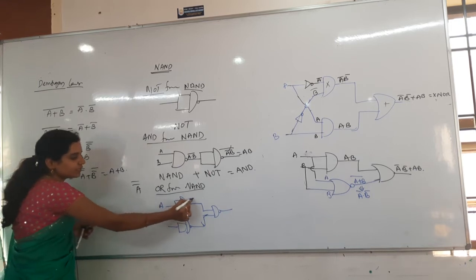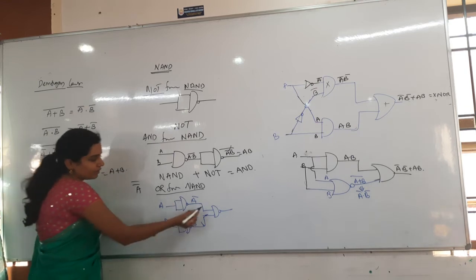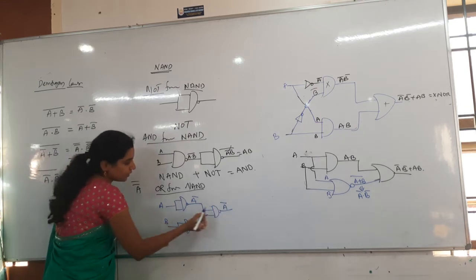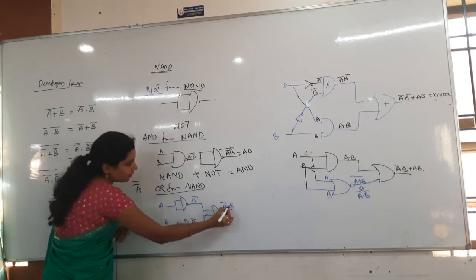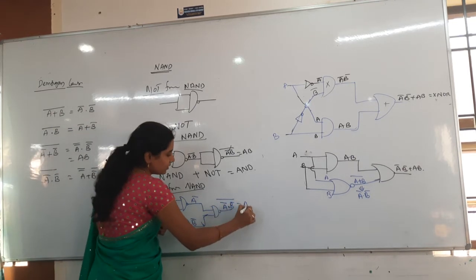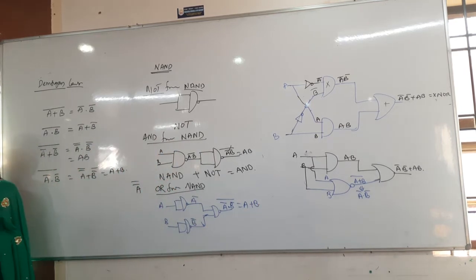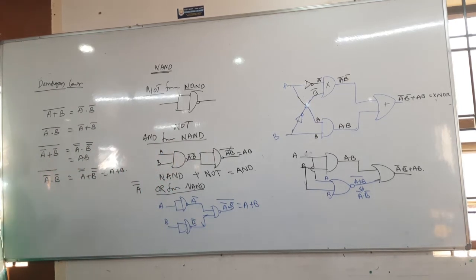This is A, output is A bar. This is B, output is B bar. A bar and B bar are coming here, so that A bar dot B bar whole bar. Correct? Then what is the answer from the De Morgan law? Simply A plus B. That's it. Finished. Clear, right, everybody? Next, NOR gate also in the same way only.